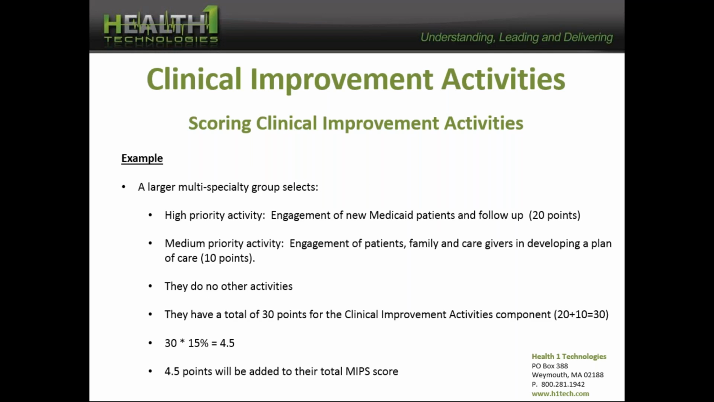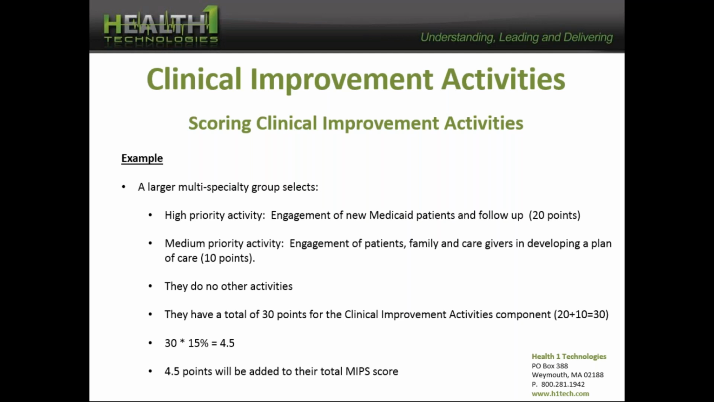I just drew up a few examples for us to look at here. So we have a larger multi-specialty group, and I'm assuming that they're reporting as a group. They're going to choose a high priority activity. I just used an example here, engagement of new Medicaid patients and follow-up. So they're going to get 20 points for that. And then a medium priority, engagement of patients, family, and caregivers in developing a plan of care. So they're going to get 10 points for that.